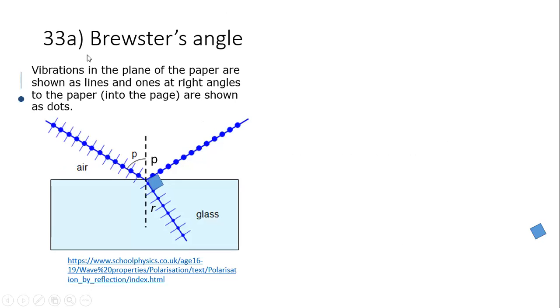Okay, sometimes we represent vibration in the plane of the paper as lines. This is the plane of the paper. Right? This whole paper is a plane. So we draw a line. And if it's going in and out of the paper, we represent it as a dot.